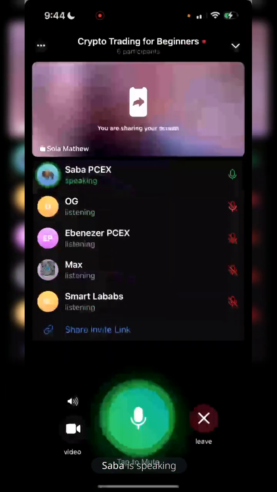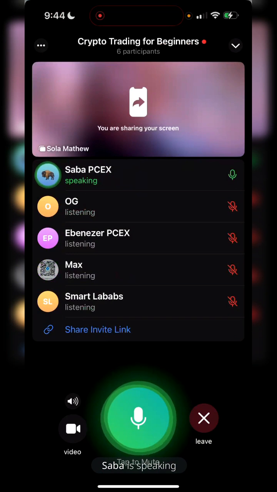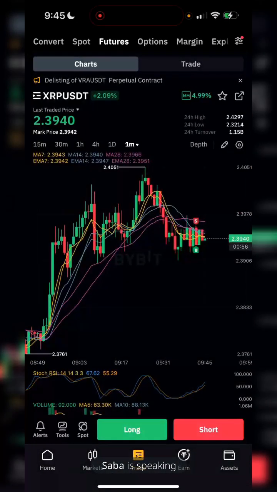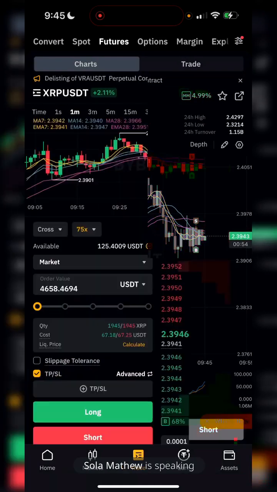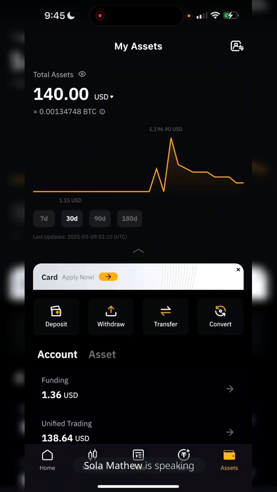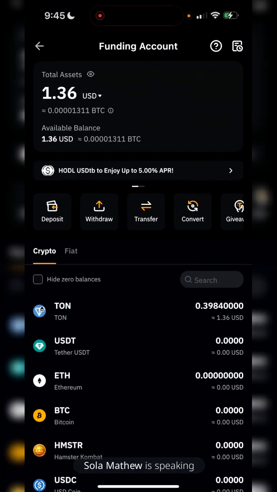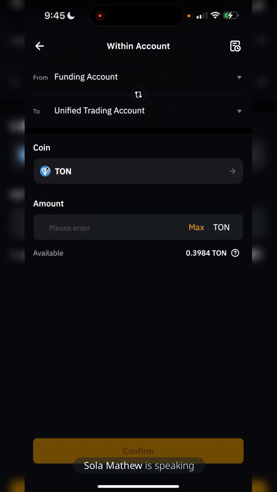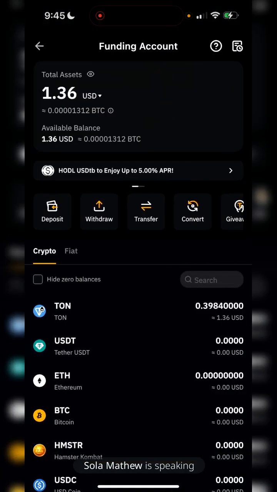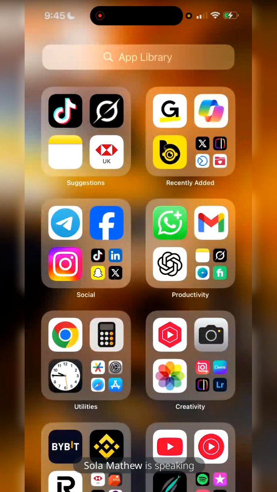Yes, I finished. But just for the sake of everyone, when you want to trade on ByBit, you have to transfer the money from funding to the unified account. On ByBit, your asset will normally be in funding, so you need to transfer it from funding to unified. That's the way to transfer it. If you don't want to trade and want to withdraw, you transfer it back to funding so that you can withdraw. But on Binance, let's go to Binance.